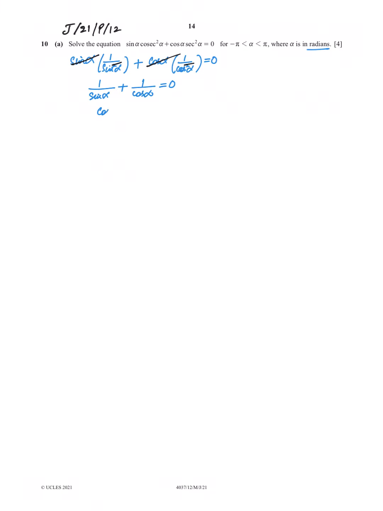If we take LCM here, that will be cos alpha plus sine alpha divided by sine alpha cos alpha equals 0. You can shift the denominator to the right side, so when it multiplies with 0 it leads to 0. So we have sine alpha plus cos alpha equals 0. When I shift cos to the right side, it will be sine alpha equals minus cos alpha, and I can say sine alpha divided by cos alpha equals -1. Sine upon cos is basically tan alpha, which equals -1.